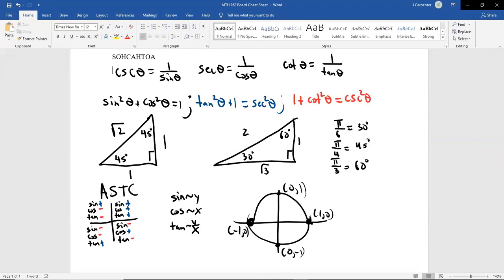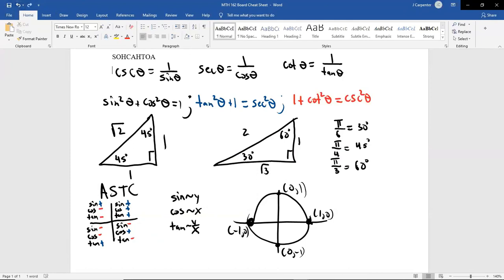This is the next thing that we'll reference over and over again. These are our quadrantal angles, and we'll use these two things paired together. So what's the sine of 0 degrees? Whatever its y coordinate is. What's the cosine of 180 degrees? Whatever its x coordinate is. What's the tangent of 270 degrees? The ratio of the y and the x coordinates.